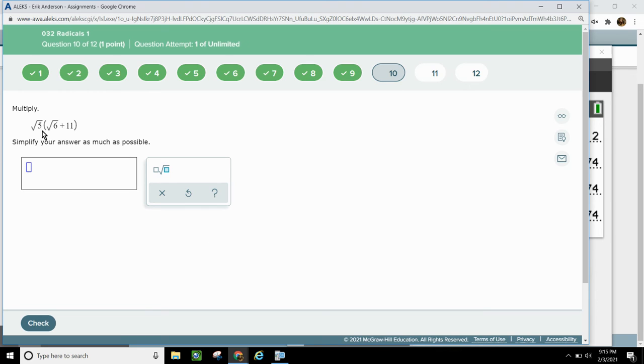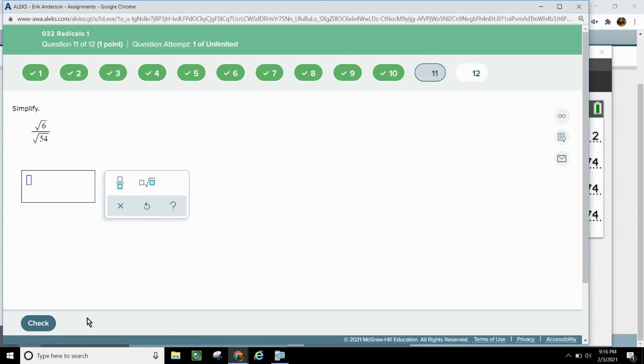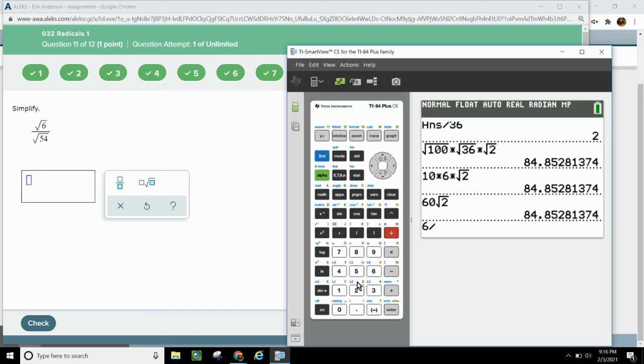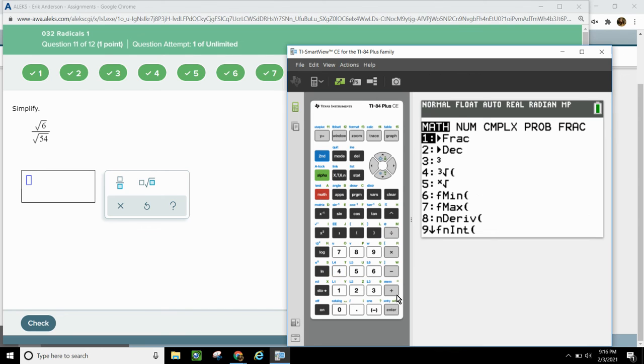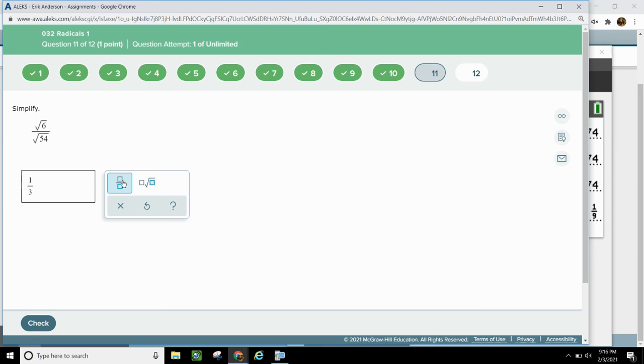Question 10. The square root of 5 times the square root of 6 is the square root of 30. And then we've got 11 root 5 over here. Question 11. The square root of 6 divided by the square root of 54. Well, 6 divided by 54 is a reducible fraction to 1/9. And the square root of 1 is 1, and the square root of 9 is 3, so this should be the same thing as 1/3.